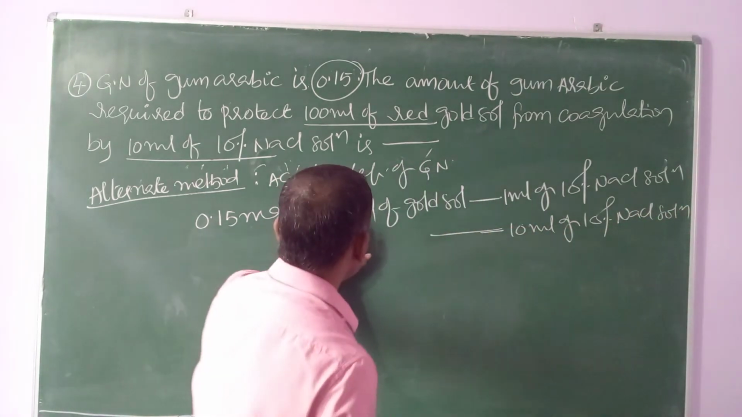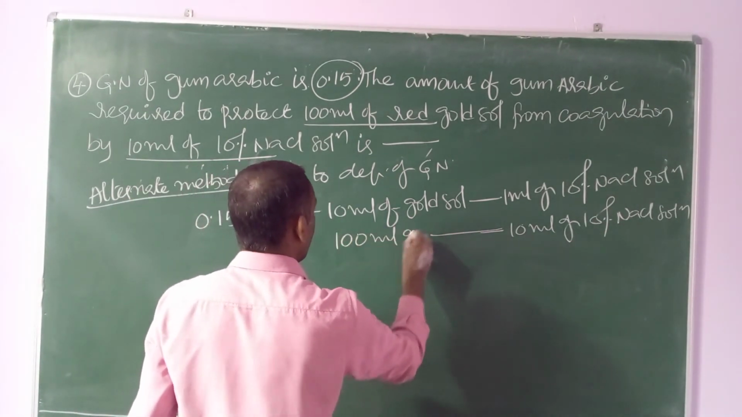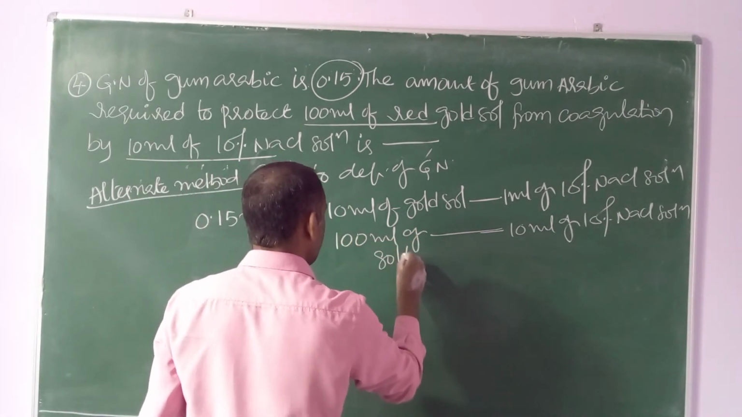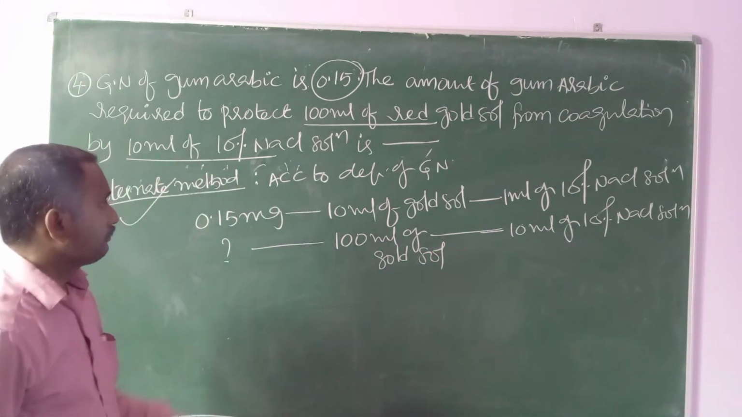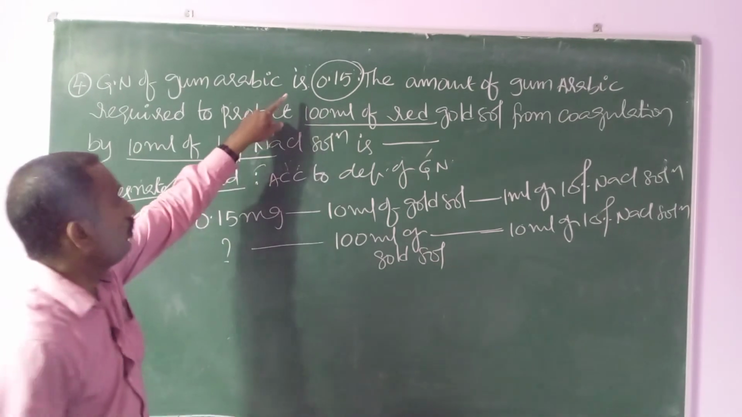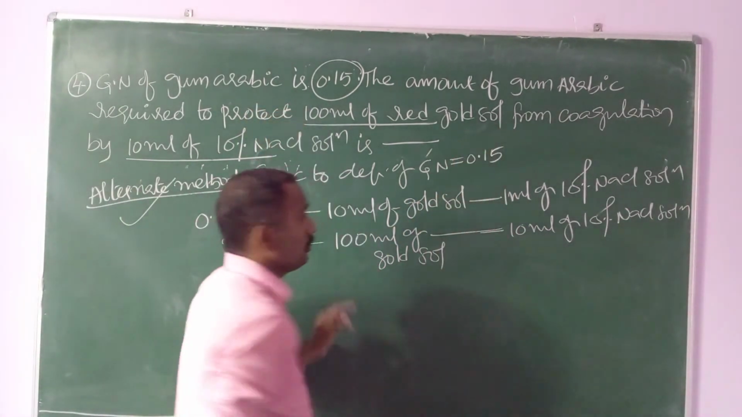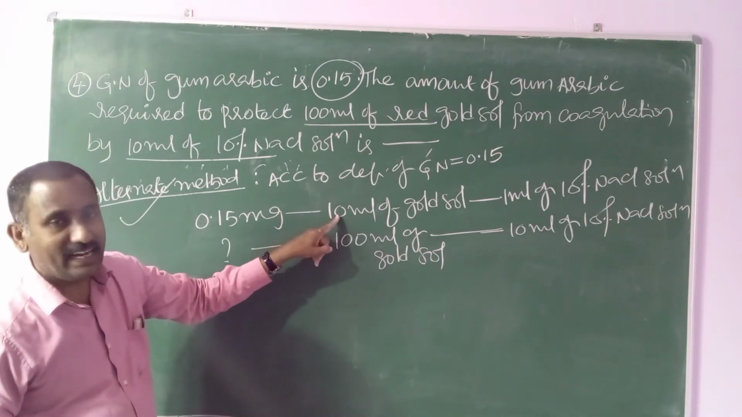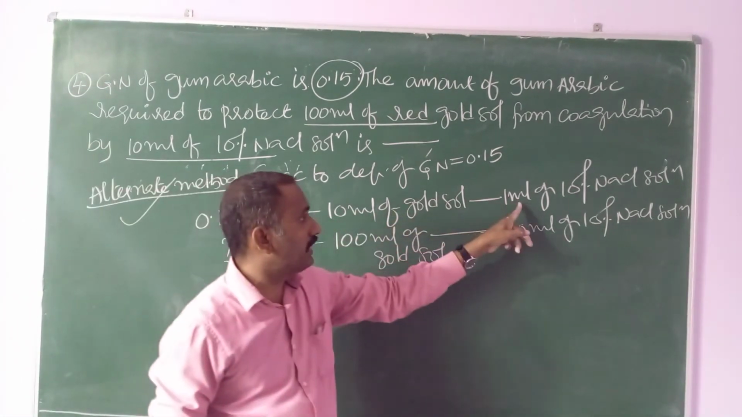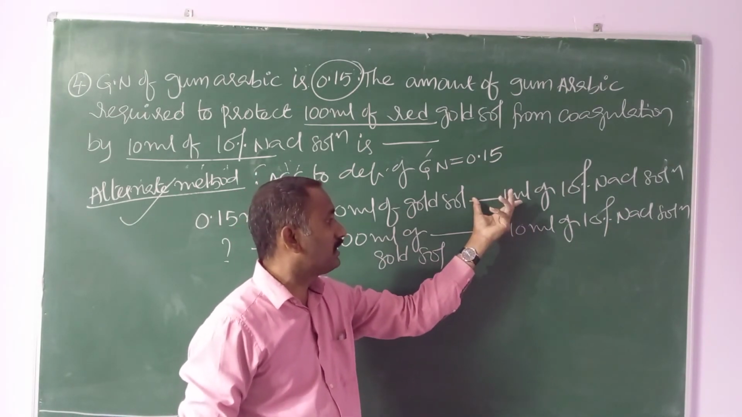This is according to definition. This is given data. Here how much volume they given? 100 ml of gold sol they given. How much amount is required? Go through this alternate method, easy. According to definition of gold number, here gold number is 0.15. So according to definition, 0.15 milligrams is added to 10 ml of gold sol before addition of 1 ml of 10% NaCl solution.